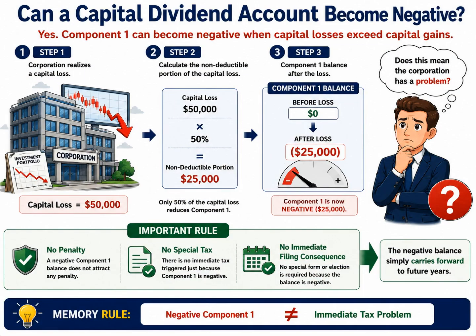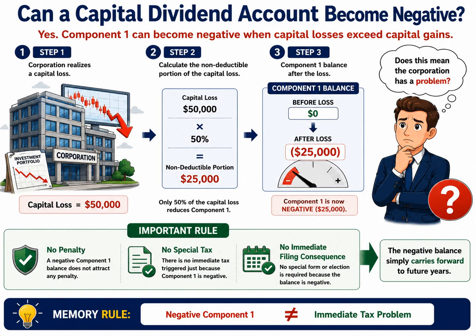So far, we've learned that capital gains generally increase the capital dividend account and capital losses generally reduce it. This naturally leads to an important question. What happens if a corporation experiences more capital losses than capital gains? Can the CDA actually become negative? The answer is yes. More specifically, component 1 of the CDA calculation can become negative when the non-deductible portions of capital losses exceed the non-taxable portions of capital gains.